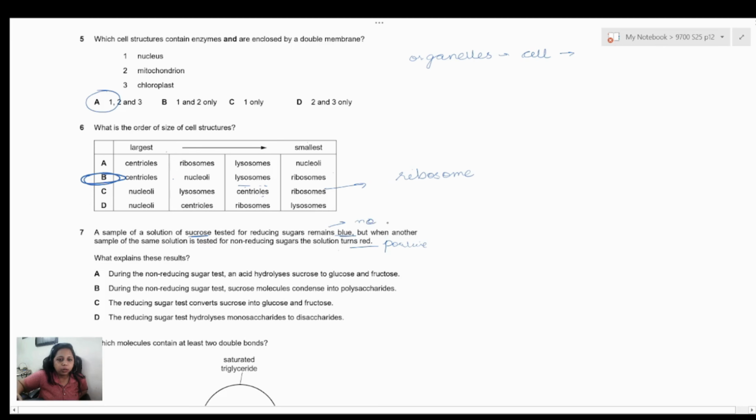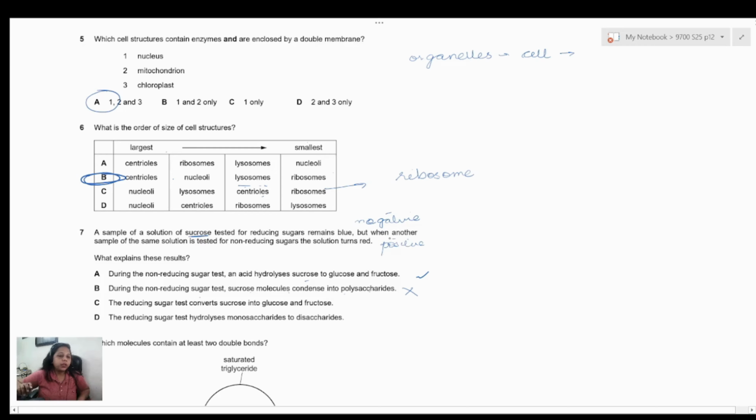It's a negative one. So the options are what explain the result. During the non-reducing sugar test, an acid hydrolyzes sucrose to glucose and fructose. Yes, this can be the reason. Number two, during the non-reducing sugar test, the sucrose molecules condense into polysaccharides. No, polysaccharides do not give the Benedict test.